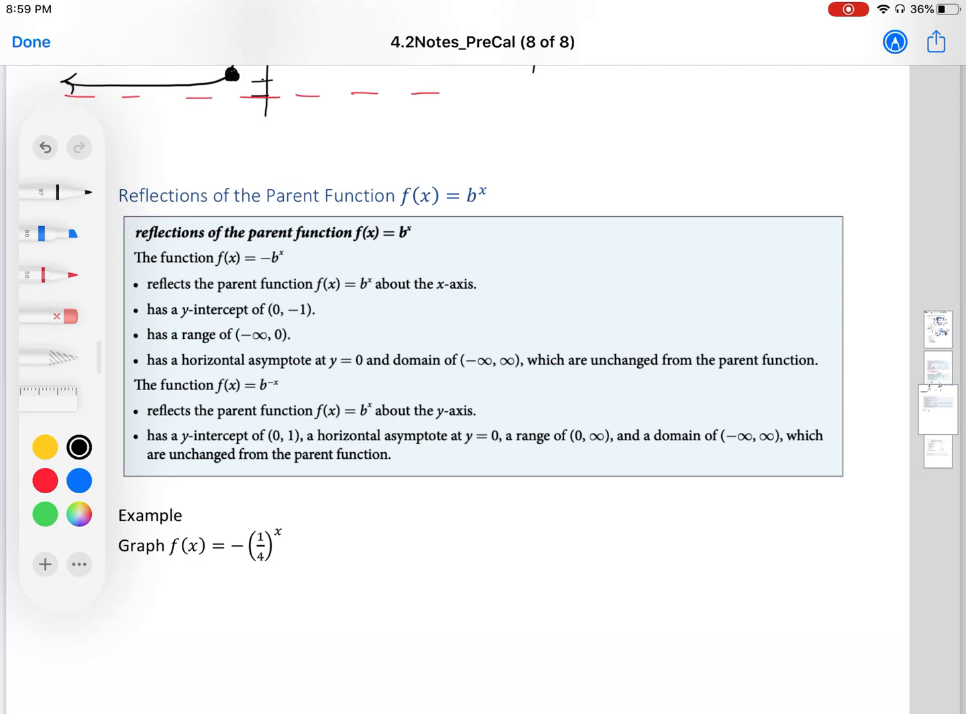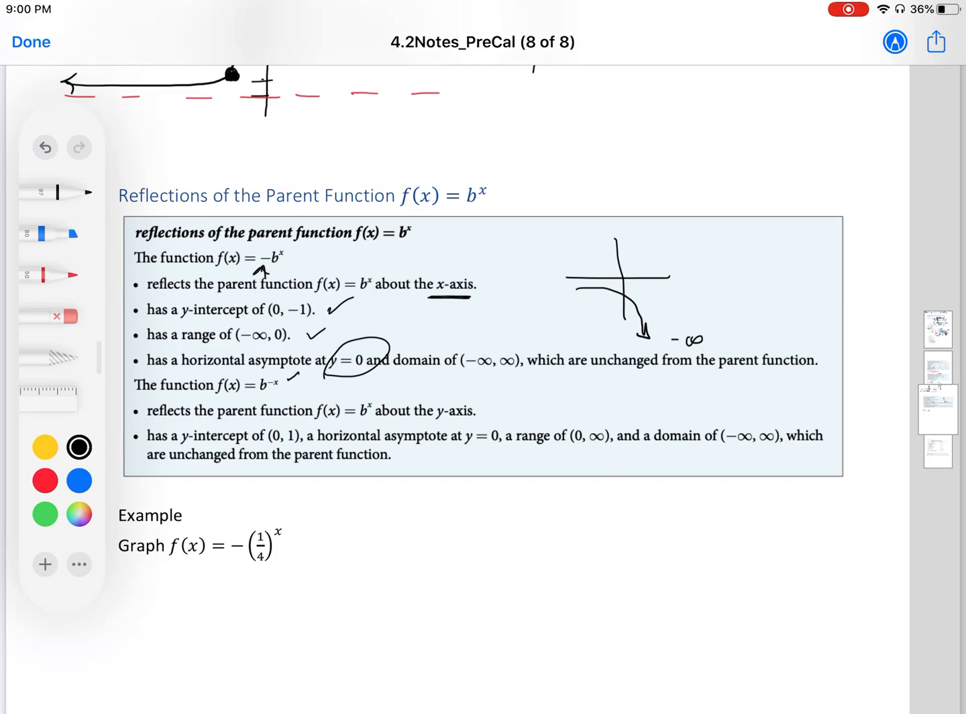Reflections of the parent function f of x equals b to the x. The function f of x equals negative b to the x reflects the parent function f of x equals b to the x over the x-axis. So if you see a negative, that's a reflection over the x-axis. The changes are, your y-intercept is now (0, -1). Your range is from 0 to negative infinity, because your graph is now going this way. So it's going into the negatives forever. Your horizontal asymptote is y equals 0 unless there's a shift.